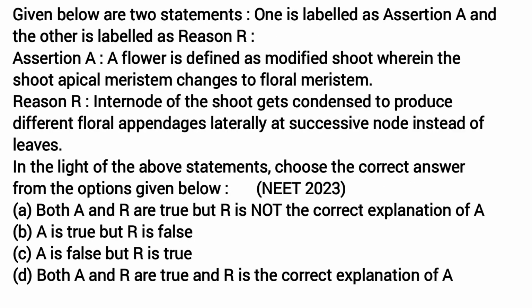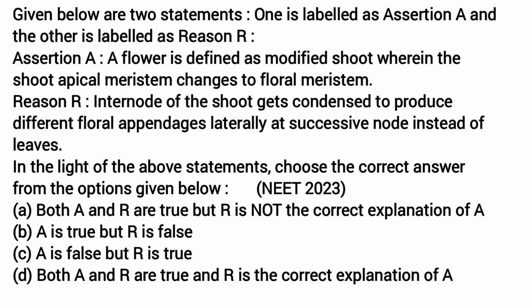We'll move on to the next question. Given below are two statements. One is labeled as assertion A and the other is labeled as reason R. Assertion A: A flower is defined as a modified shoot wherein the shoot apical meristem changes to floral meristem. Reason R: The internode of the shoot gets condensed to produce different floral appendages laterally at successive nodes instead of leaves. In light of the above statements, choose the correct answer from the options given below.